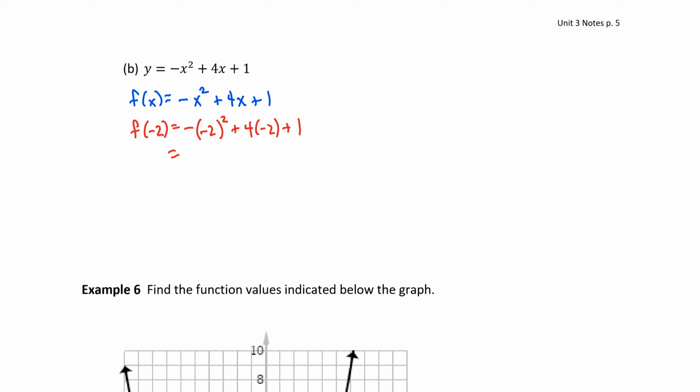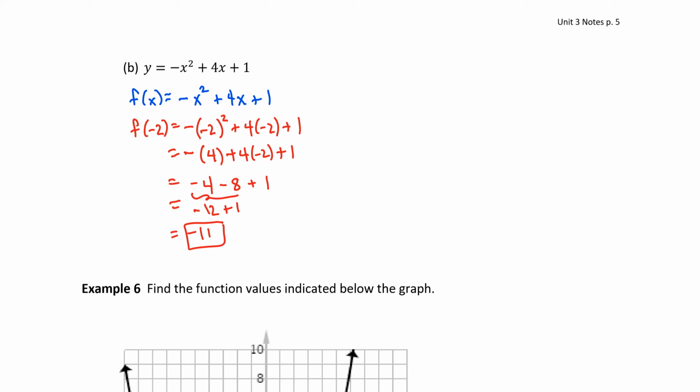Now, I'm going to evaluate the exponent before I multiply by the negative. So this guy's going to wait patiently. Then, -2 squared means -2 times -2 or +4. Okay? Then, on the next step, I can do the multiplication. -4 minus 8 plus 1. And finally, we can add left to right. We have -12 plus 1, or -11. So f of -2 equals -11.